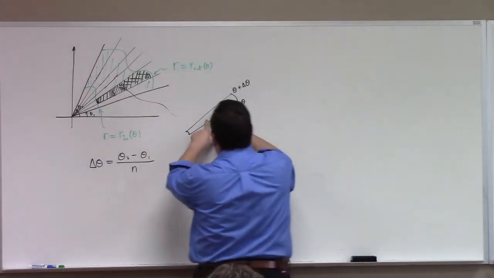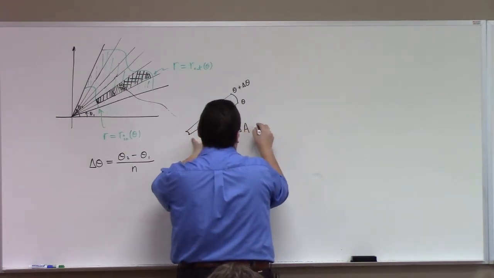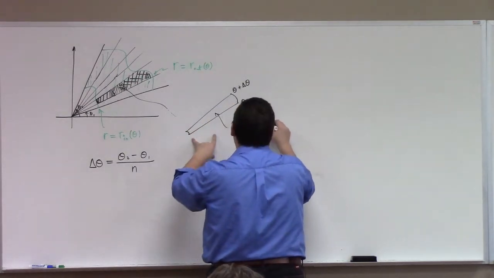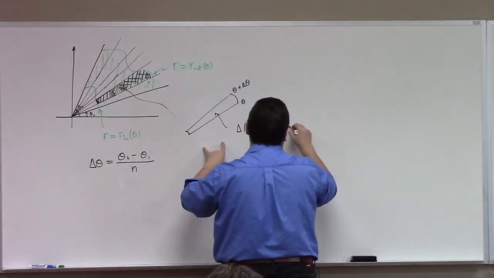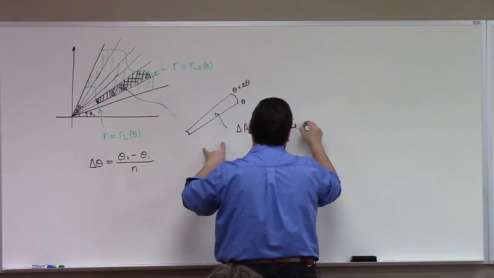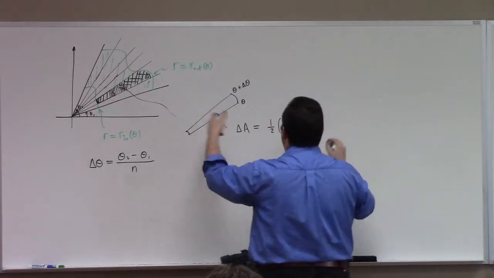The area for this, the little bit of area, delta A, should be one half, R out squared minus R in squared, times delta theta.